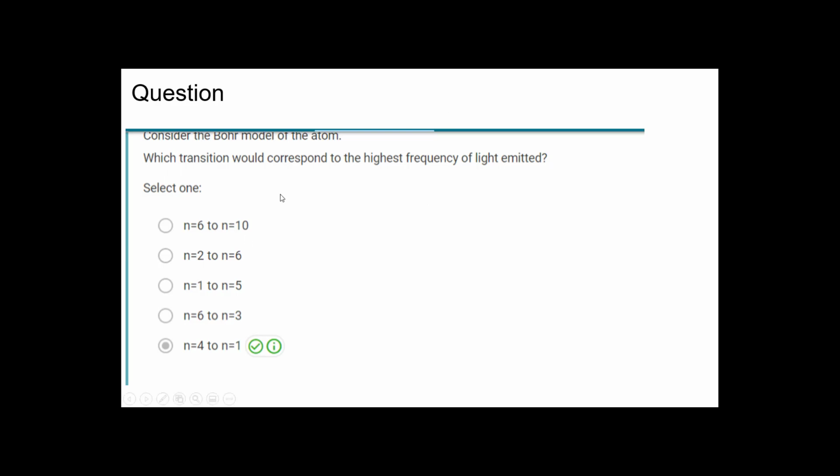Here is a question I don't like. Which transition would correspond to the highest frequency of light emitted? So if it's high frequency, then that means it would be a lower wavelength. So let's take a look.